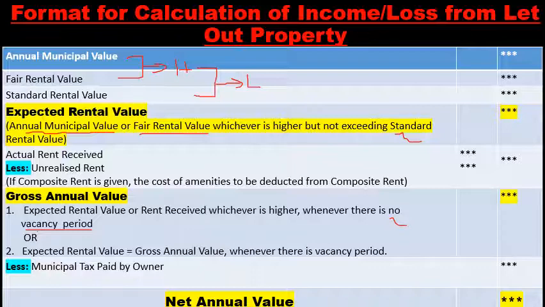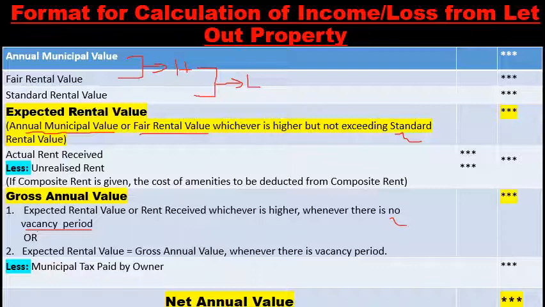And what is a vacancy period? The term during which the house was vacant is called a vacancy period. For example, in the previous year, from April to December, the assessee used the house for let out purpose. At the end of December, the house was vacated by the tenant, then thereafter it was not let out. So the remaining 3 months, January, February, March, till the end of March, the house was vacant. So that 3 months is called a vacancy period.